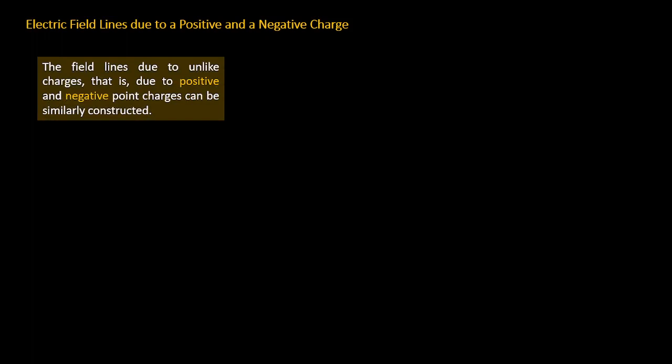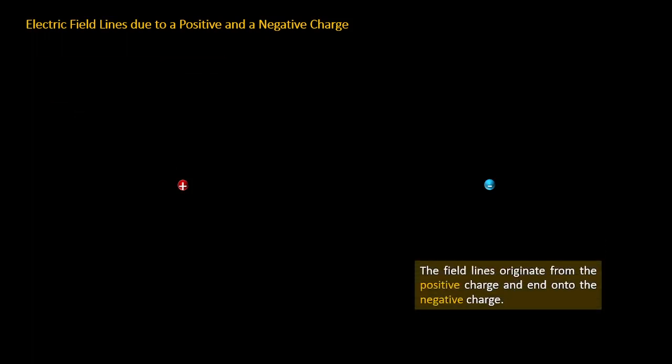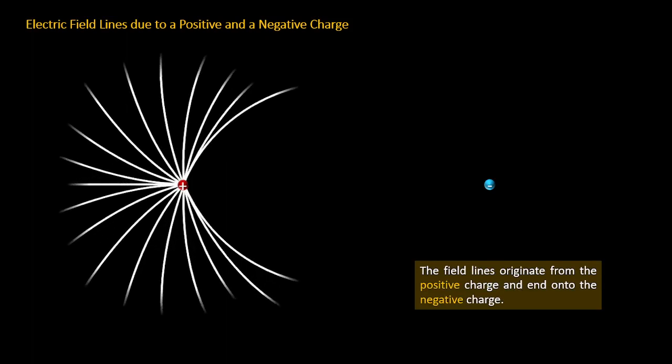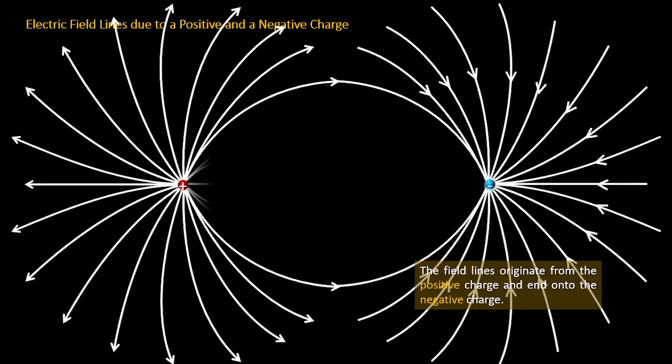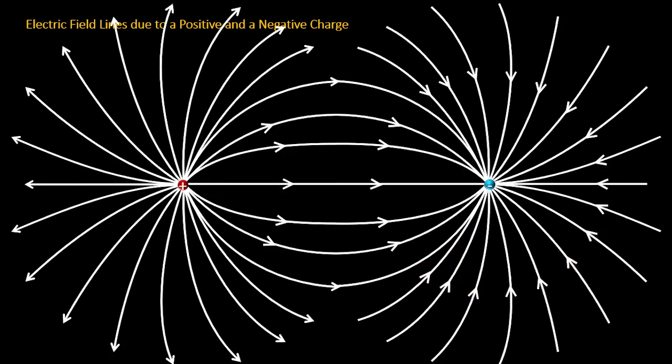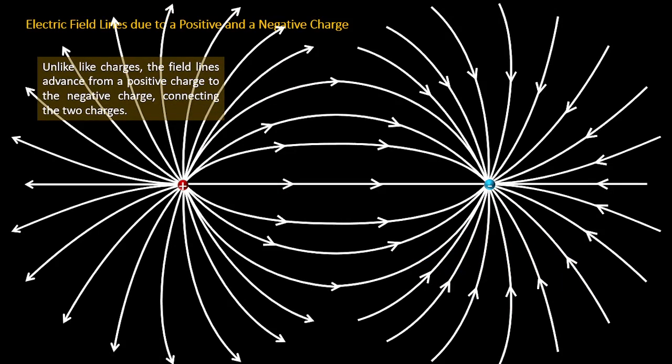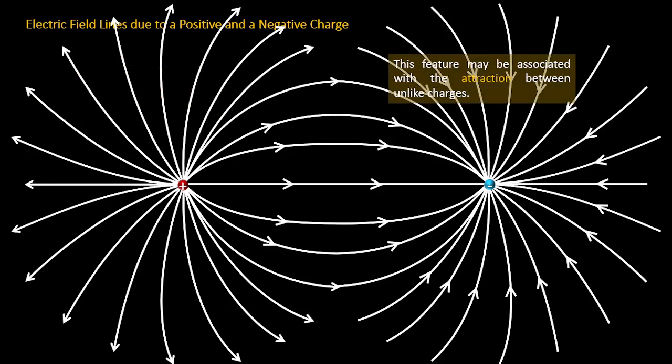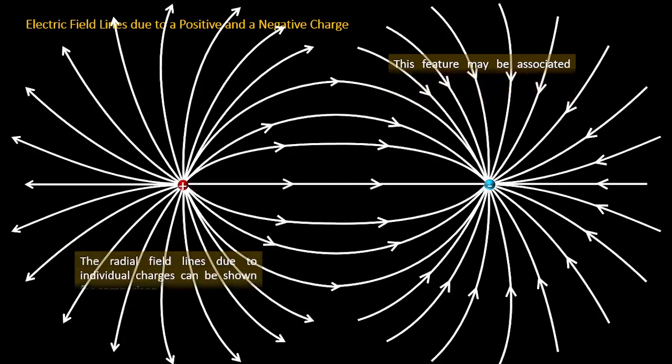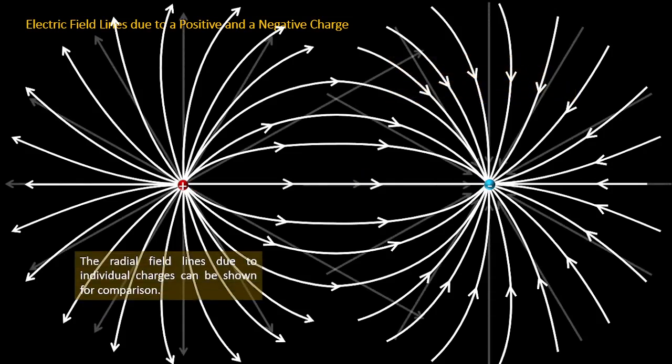The field lines due to unlike charges, that is, due to positive and negative charges, can be similarly constructed. The field lines originate from the positive charge and end onto the negative charge. Unlike like charges, the field lines advance from the positive charge to the negative charge, connecting the two charges. This feature may be associated with the attraction between unlike charges. The radial lines due to individual charges can be shown for comparison.